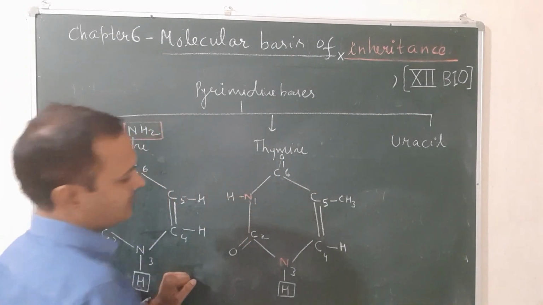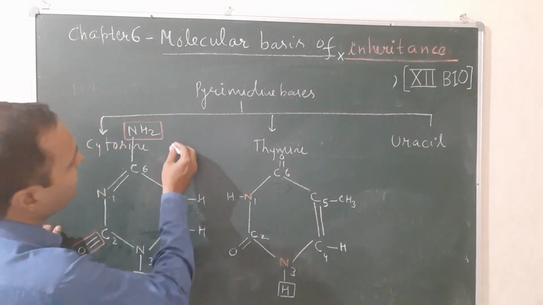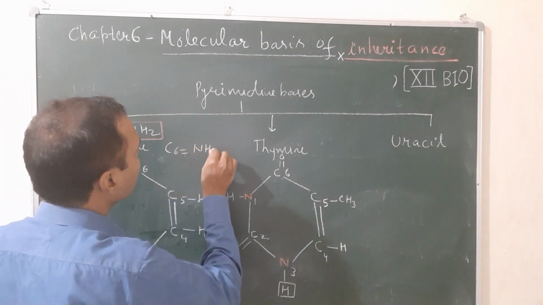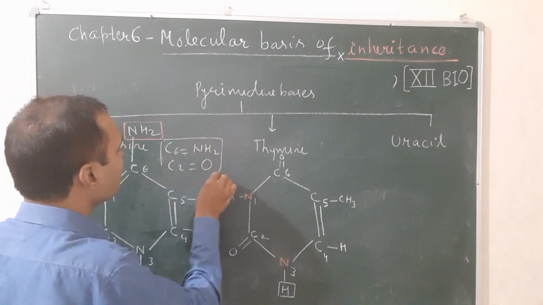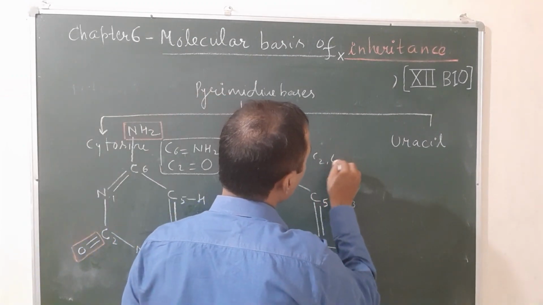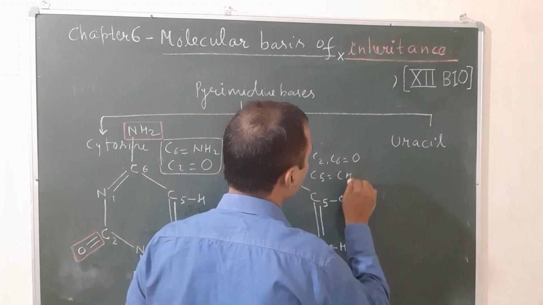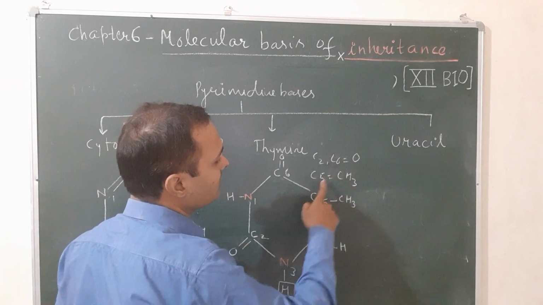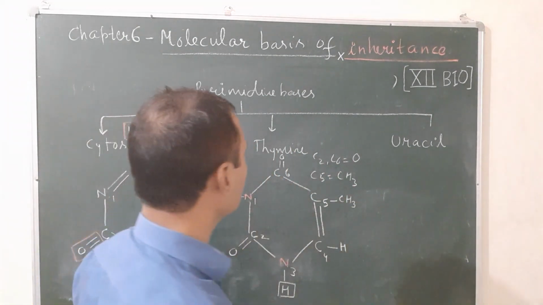Now it is balanced. So for cytosine, C6 is equal to NH2 and C2 is equal to O. And for thymine, C2 and C6 are equal to O and C5 is equal to CH3. So thymine is also known as 2,6-dioxy 5-methyl pyrimidine.